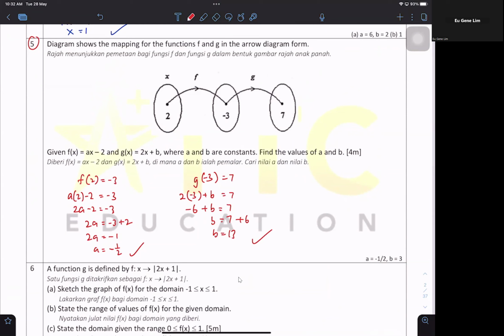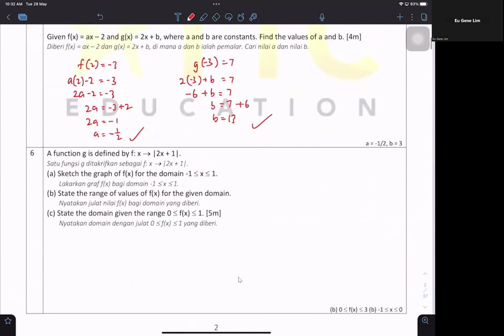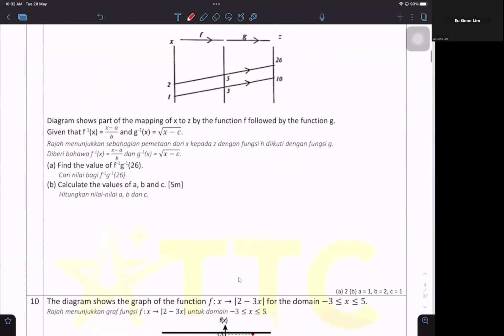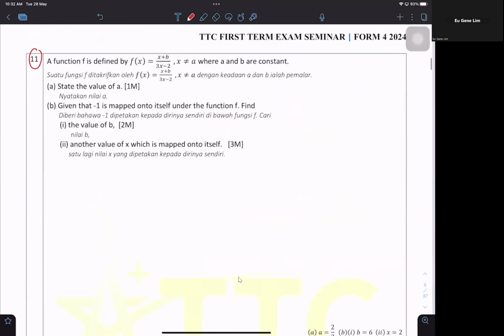Okay, I understand. Okay, continue. So now we go to this question. Like you straight away go to question 11. Let's go to question 11. I want to do this.